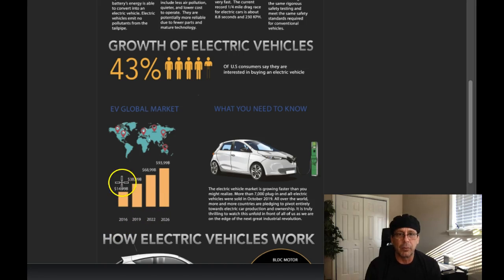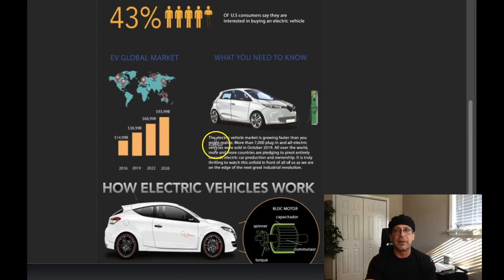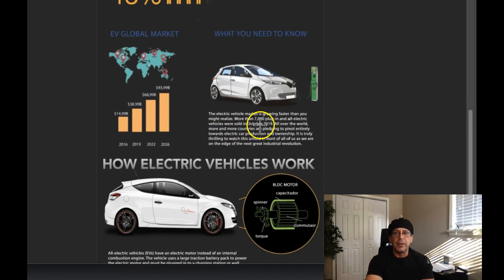This, I'm not real sure what this is saying at all. It just says EV global market 2016, 14,998. What is that saying? What is that telling us? And what is this telling us? Be specifically clear here, because this is going to really, really matter on the success of the piece. What do you need to know?